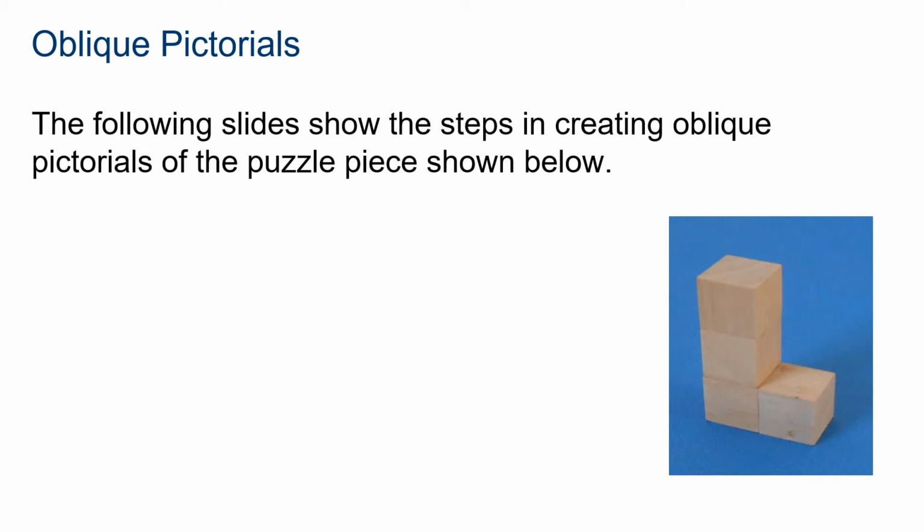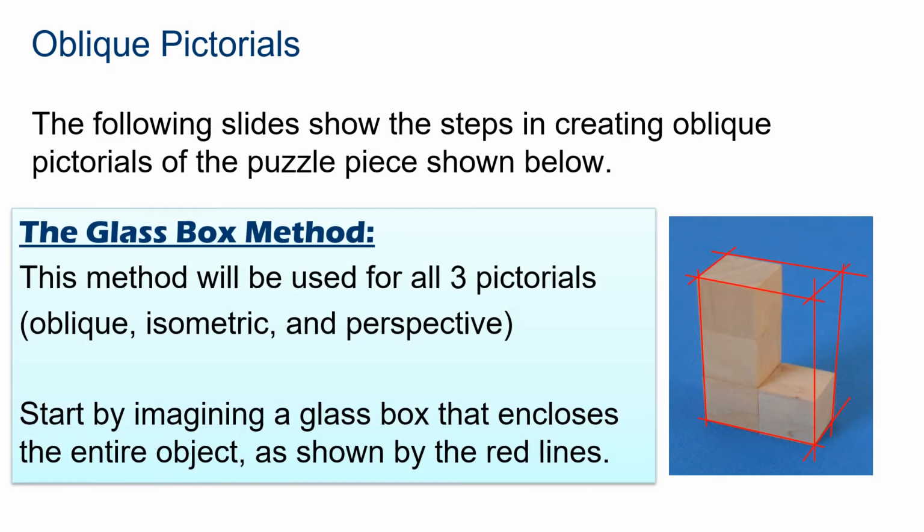So I'm going to go through this Project Lead The Way PowerPoint. In another video, I'll do the sketch and you can follow along with me. So just watch the procedure as we go through the glass box. The glass box method is going to pop up. This method will be used for all three pictorials: oblique, isometric, and perspective. It's very useful for drawing these. I know you could probably try to do it freehand without this method, but it's required.